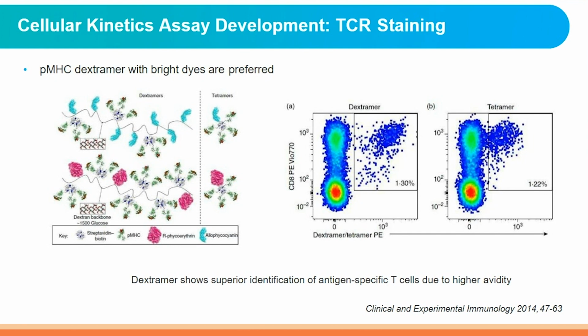You can see from this example, the dextramer staining has much better separation compared with tetramer staining. Overall, the dextramer with bright dyes, such as PE and APC, are preferred to achieve the best sensitivity.